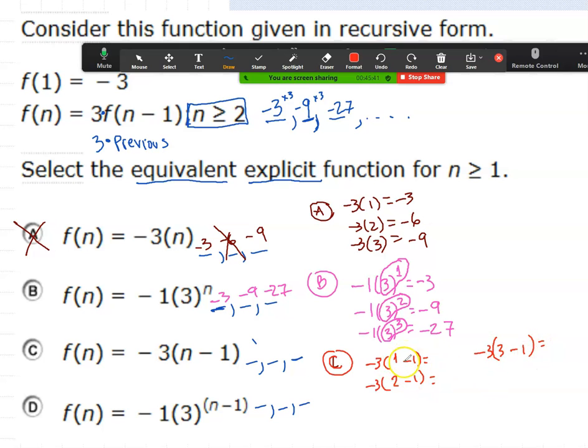So let's see. 1 minus 1 is 0. So this is 0 times 3 is 0. So there is 0 there. That's the reason why the answer is not C, because the first digit is 0. Let's see why it's not D.